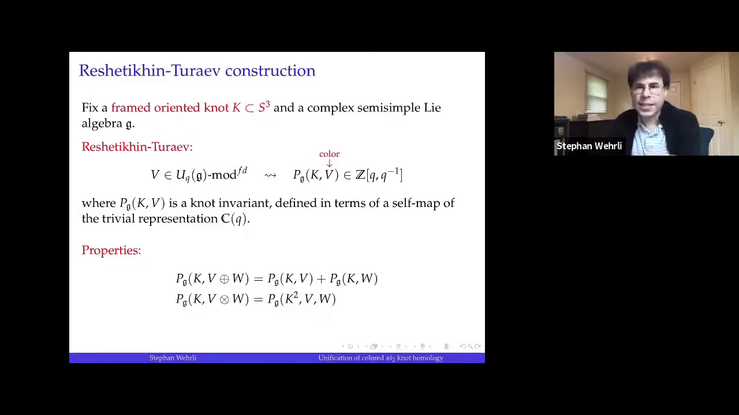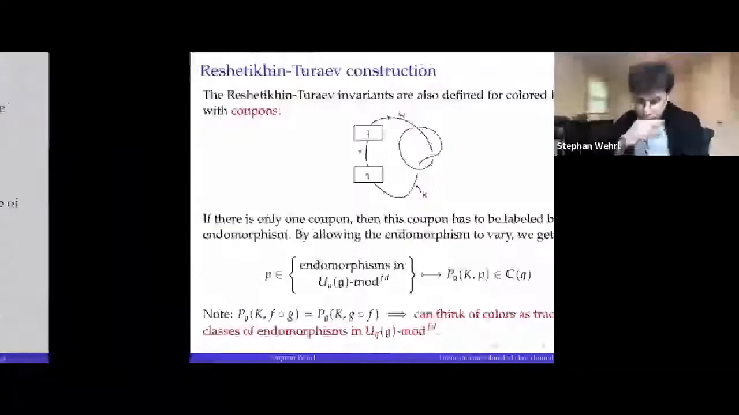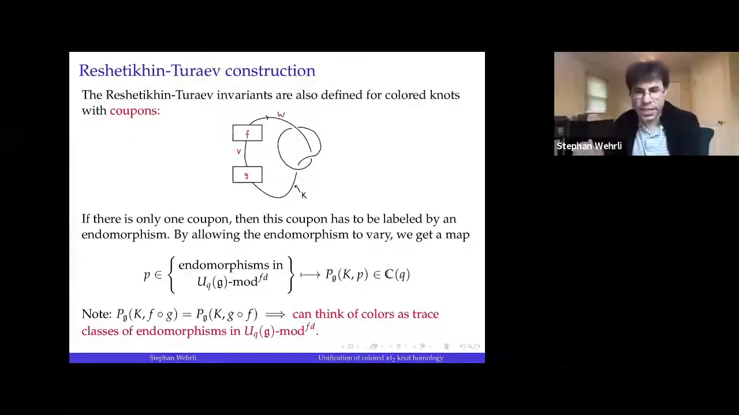And there's a slightly different perspective on this. What you can do is extend the Reshetikhin-Turaev invariants to knots that contain several coupons. The strands between two coupons are still labeled by representations. So here V and W are representations, and the coupons themselves are labeled by morphisms. Here F would be a morphism from V to W, and G would be a morphism from W to V. And you're allowed to move these coupons freely along the knot.